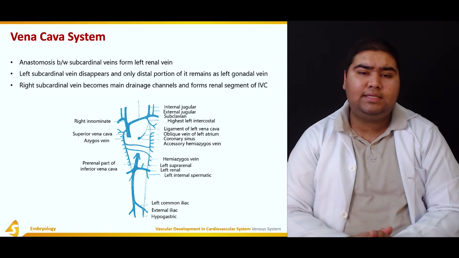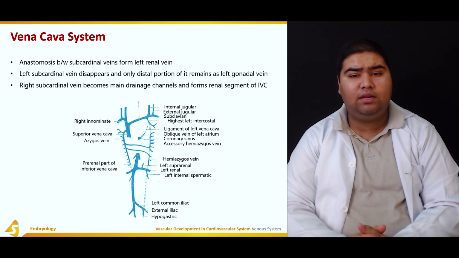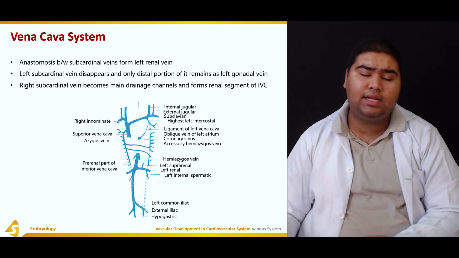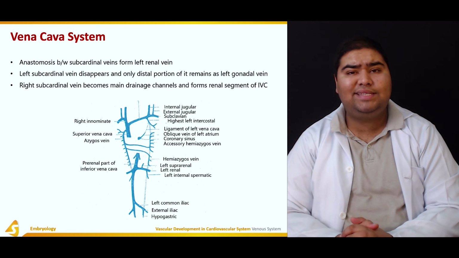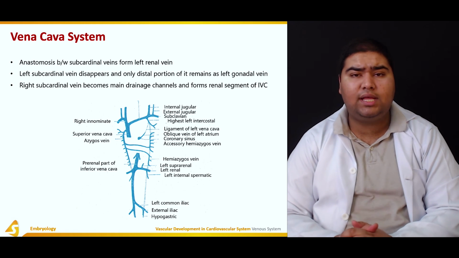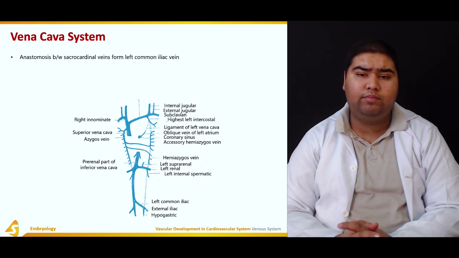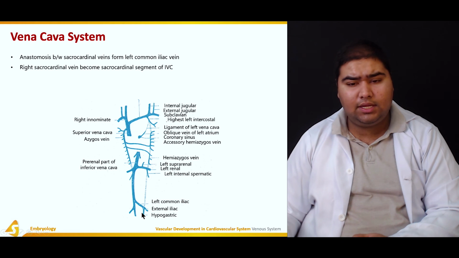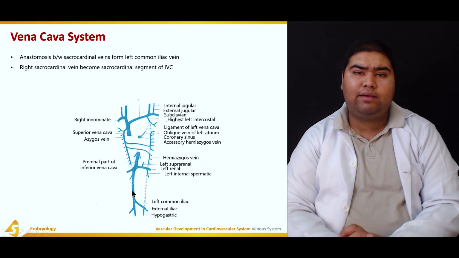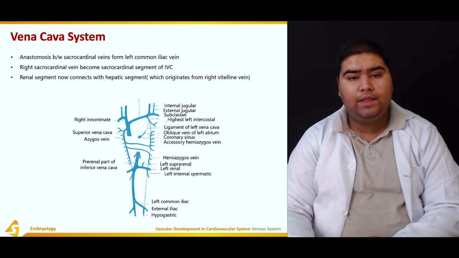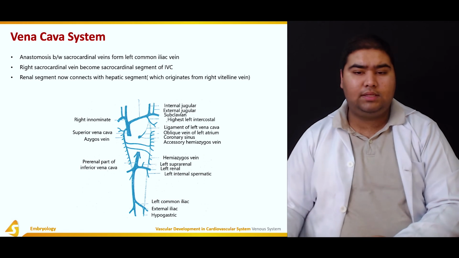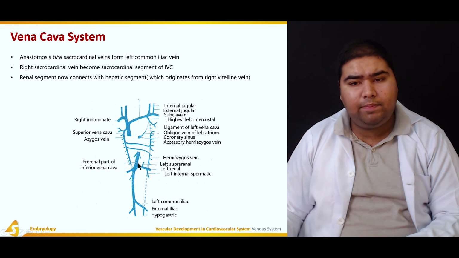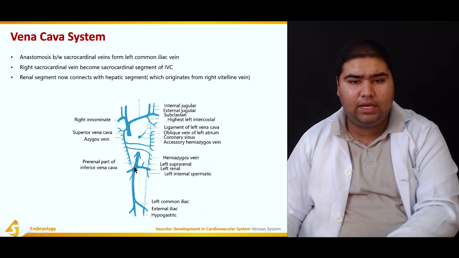Now, moving on, there's anastomosis between the sacrocardinal veins to form the left common iliac vein. Now, this is the left common iliac vein. There's anastomosis between the sacrocardinal veins, which were responsible for draining the lower limbs, and they form the left common iliac vein. The right sacrocardinal vein, this region, becomes the sacrocardinal segment of the inferior vena cava. So now the renal segment, this is the renal segment, connects with the prerenal part or the hepatic segment, which originated from the right vitelline vein.